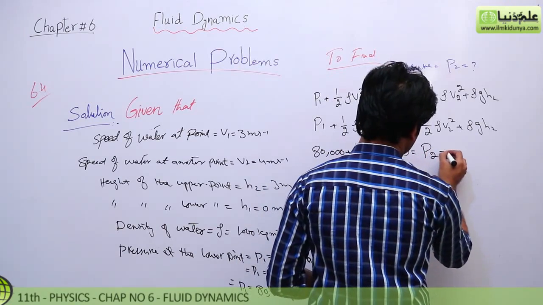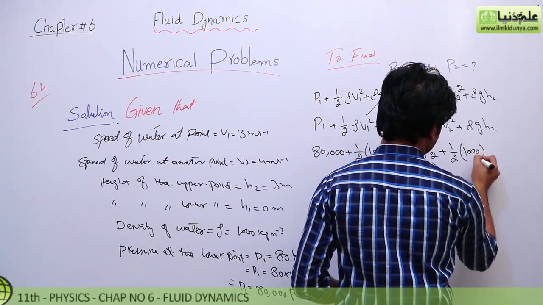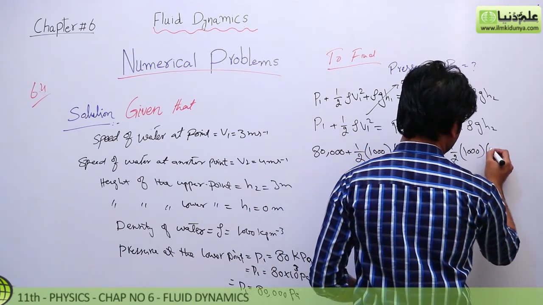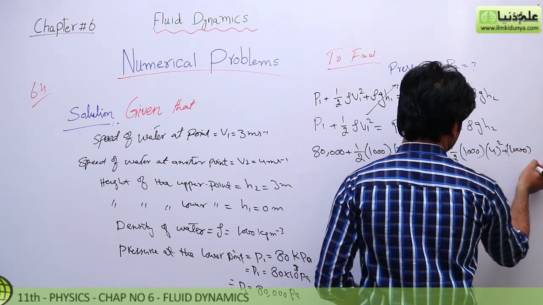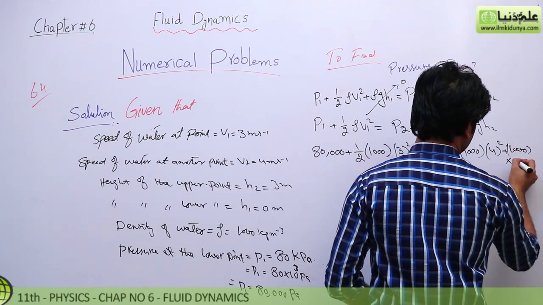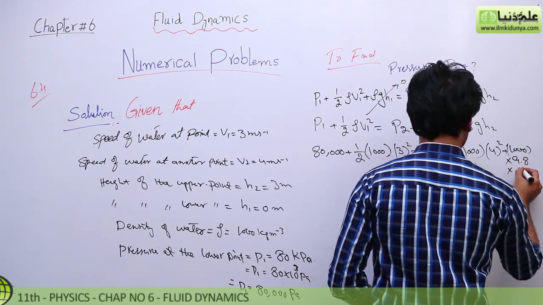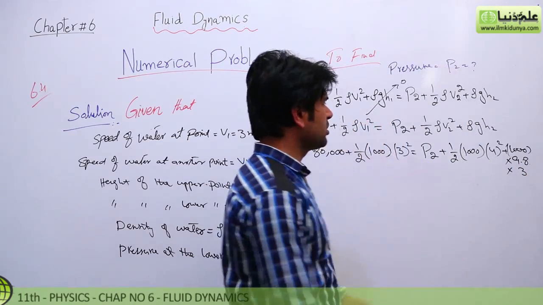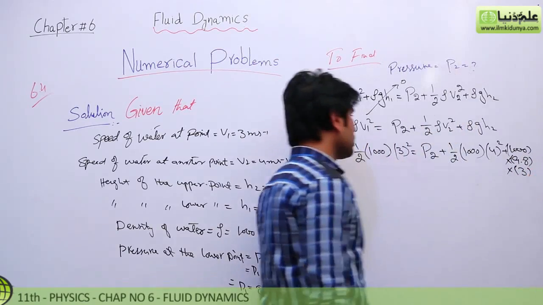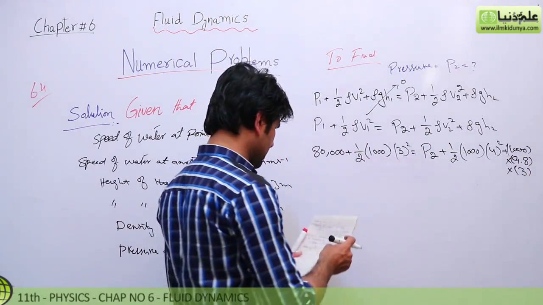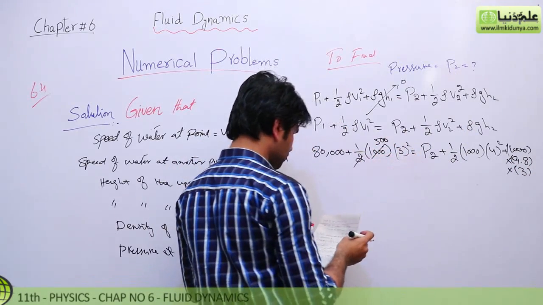P2, we will have to find out the P2, 1 by 2. Here same values, velocity is 4 meter per second square plus rho is 1000 and multiply by 9.8 multiply by H2, which is 3 meter. So students, we simply multiply those quantities.